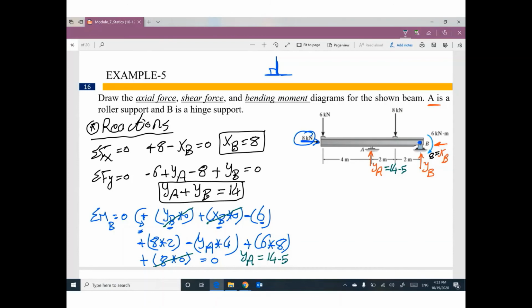If you put here YA equal 14.5, that means YB will be negative 0.5. What does it mean? What is the meaning of negative 0.5? Do you remember? Negative value means wrong assumption. What does it mean? You assumed the wrong direction for YB. You assumed it up? No. YB will be down. How much? 0.5.